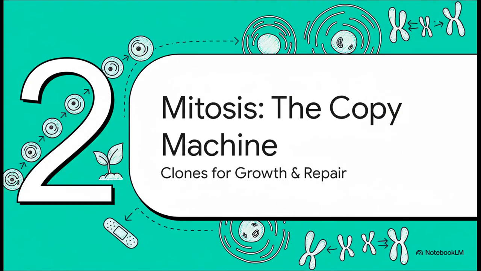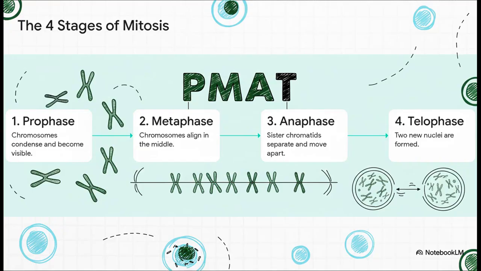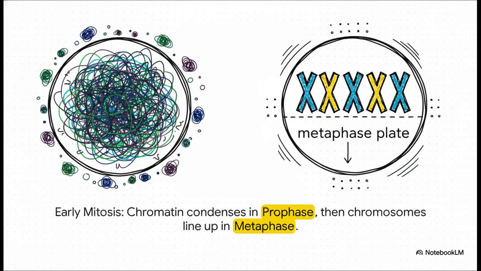Okay, let's move to our next section to see how cells make exact copies of themselves. This process, my children, is called mitosis. Think of it like a perfect copy machine. Mitosis is a simple four-step dance. And to remember the steps for your exam, you just have to remember one easy word, PMAT. That's prophase, metaphase, anaphase, and telophase. See? Simple. And this picture brilliantly illustrates the first two stages.